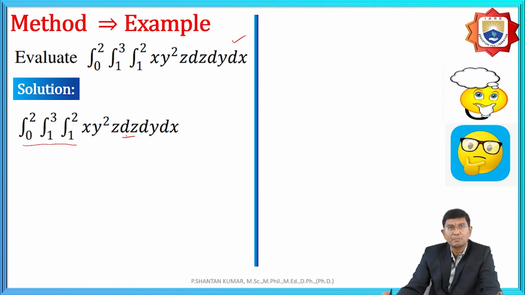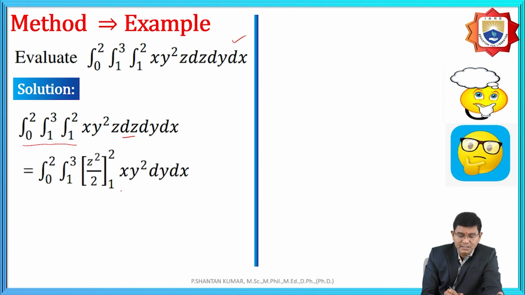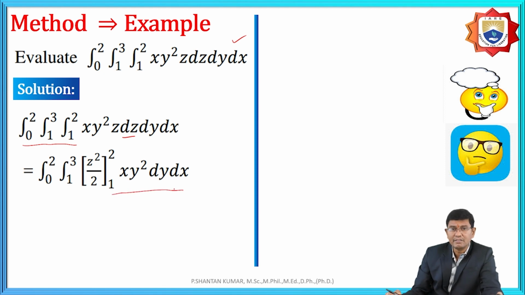And here the product is given, that means we need to take xy square out as common, and the integration of z is z square by 2. Therefore z square by 2 into xy square into dy dx. That means again we need to replace the upper and lower limits in place of z. The upper limit is 2 square and the lower limit is 1. That means 4 minus 1, that is 3 by 2.